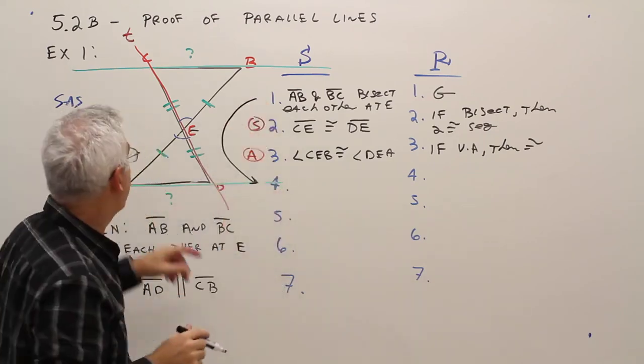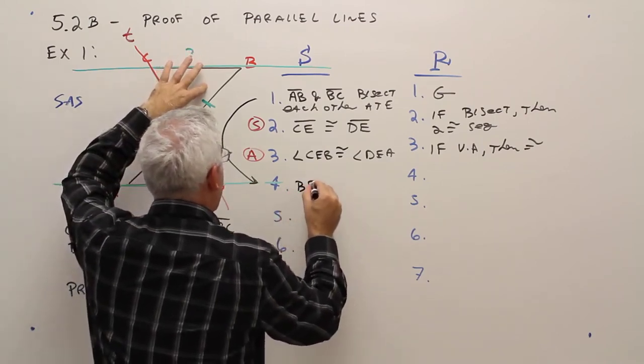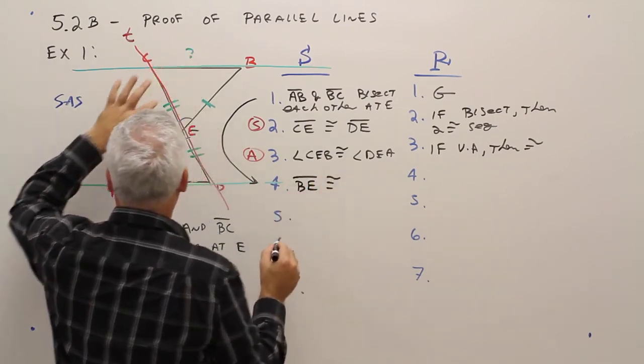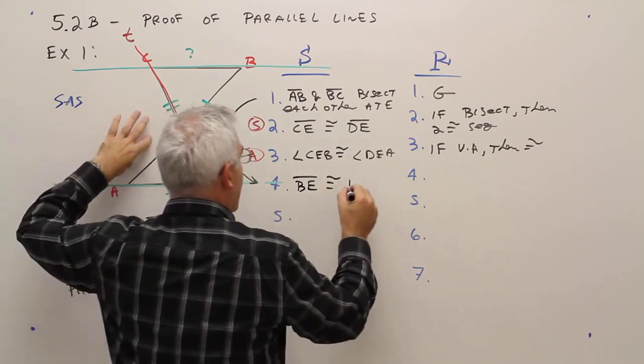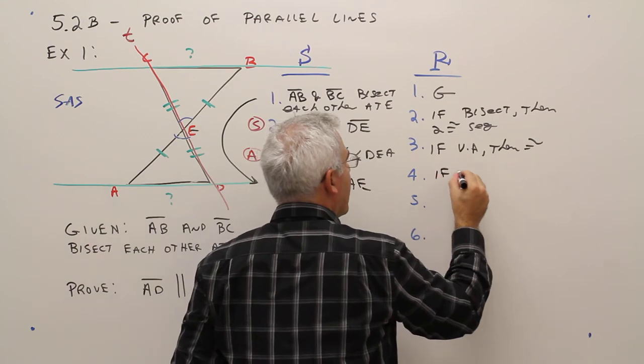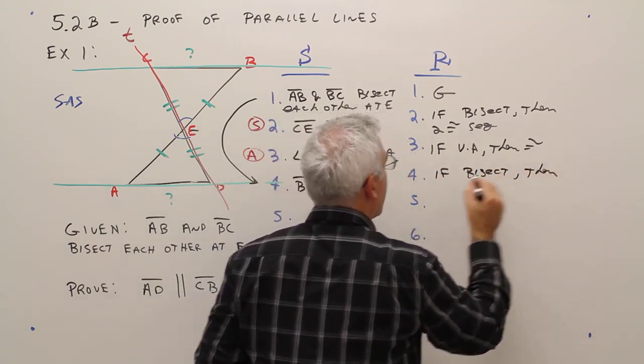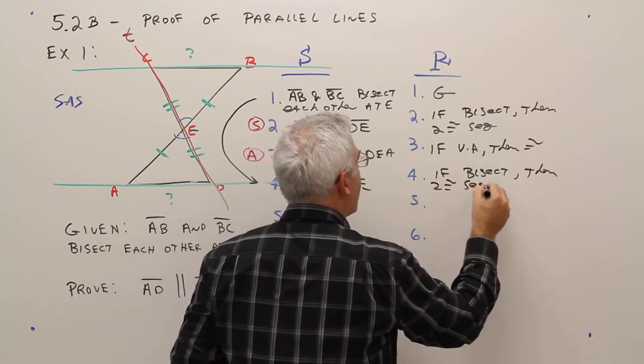It's okay to draw arrows. So I'll go BE is congruent to AE. Again, if bisect, then 2 congruent segments.